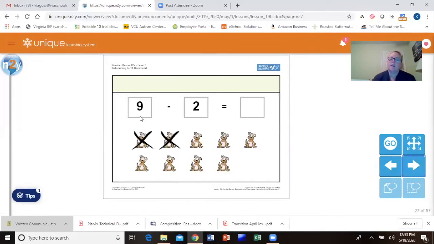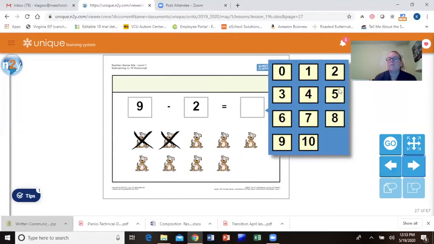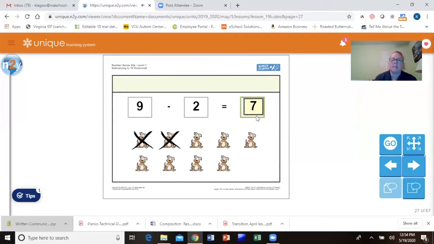All right, there it is again. Ready? 9, take away 2. Count how many are left. You count them. Who can find the correct answer over here? If you counted 1, 2, 3, 4, 5, 6, 7, and found the number 7 over here, you are right. Excellent job. 9 take away 2 equals 7.